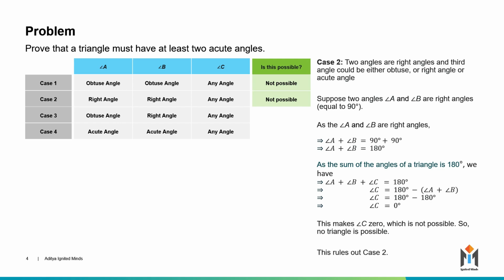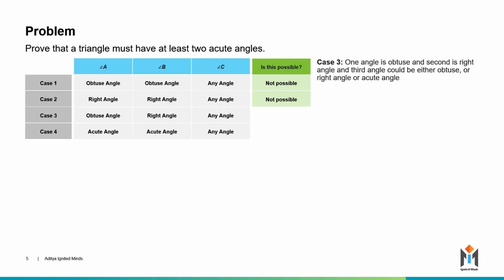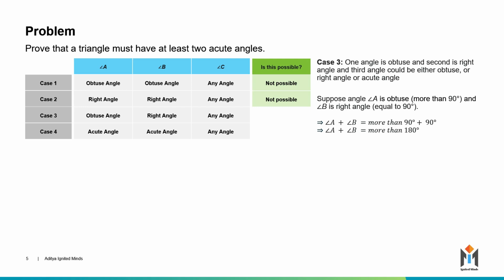So quickly going to case number 3, where one angle is obtuse and the second angle is a right angle, and the third angle could be any other angle. So let us assume that angle A is obtuse, which is more than 90 degrees, and angle B is a right angle, which is equal to 90 degrees. So when you do a sum of angle A and angle B, it is more than 90 plus 90, what do you get? Well, the answer would be more than 180 degrees, right?